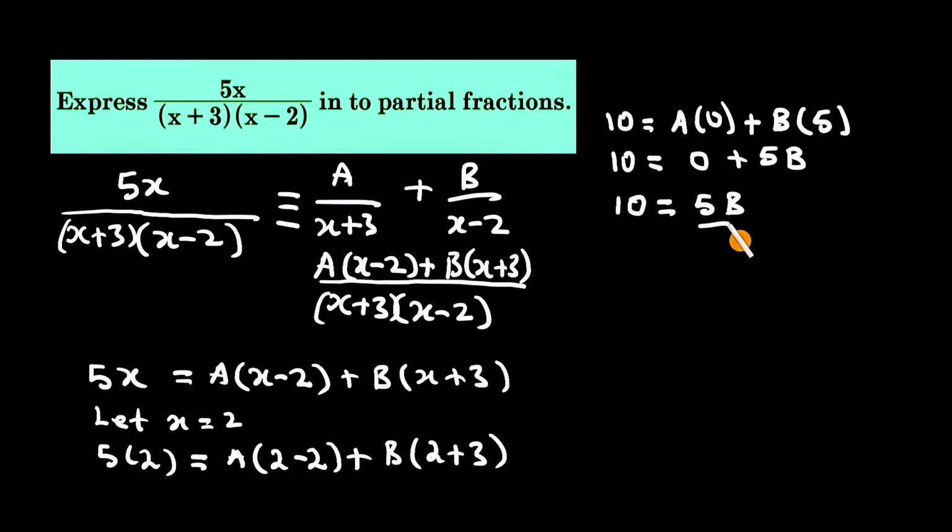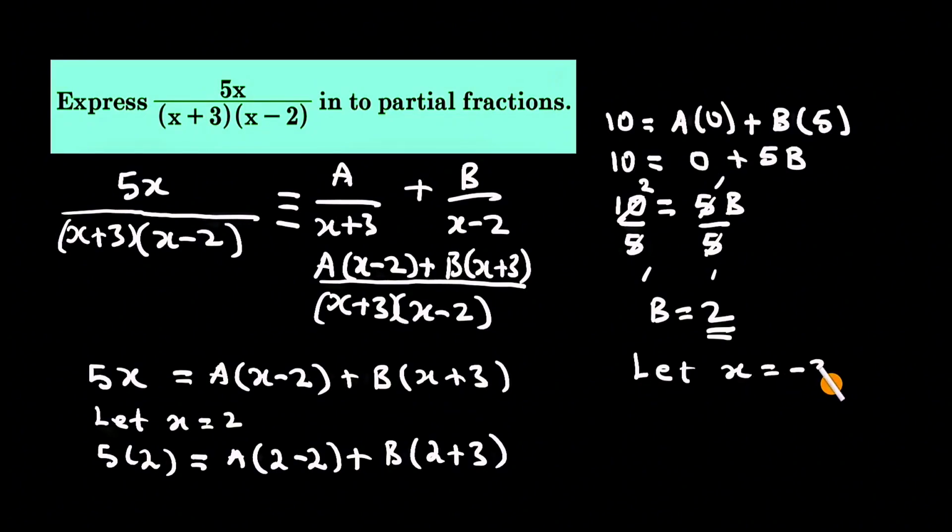Now I divide both sides by 5 to get the value of B. You know, 5 here one time, 5 here one time, 5 here 2 times. That means B is equal to 2. I will look for another integer value of x that when I put in this term, it will make the term to be 0. And the only integer value that when I put here will make this term to be 0 is minus 3. That is, let x equal negative 3.